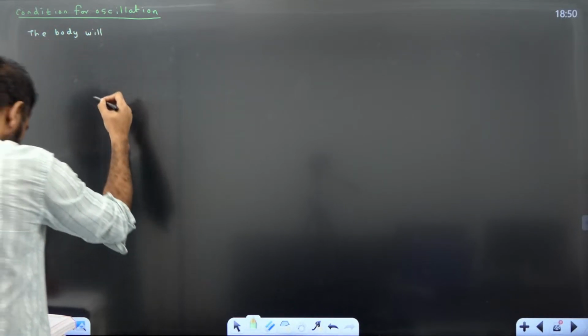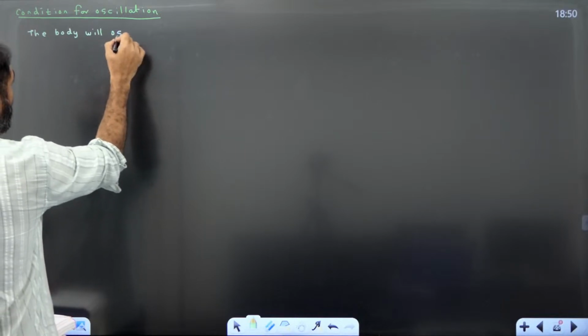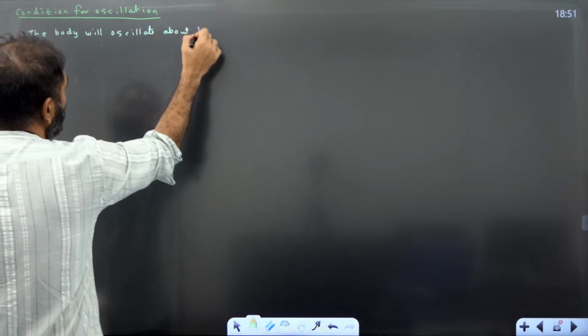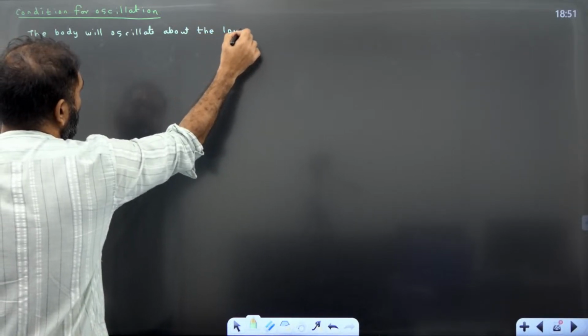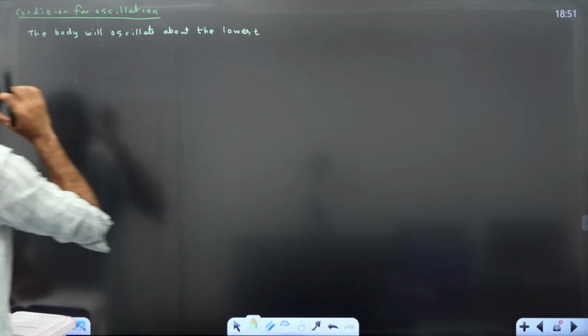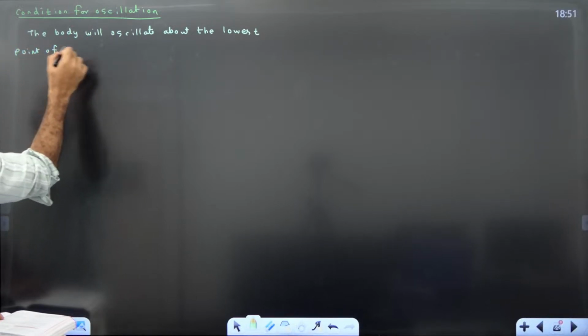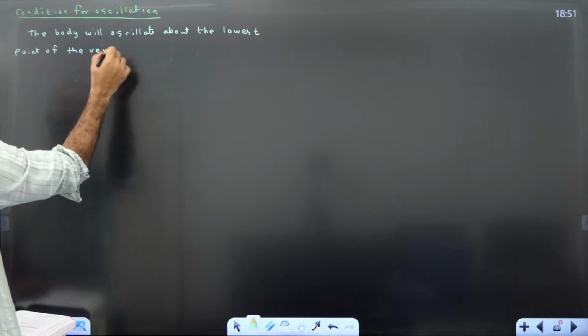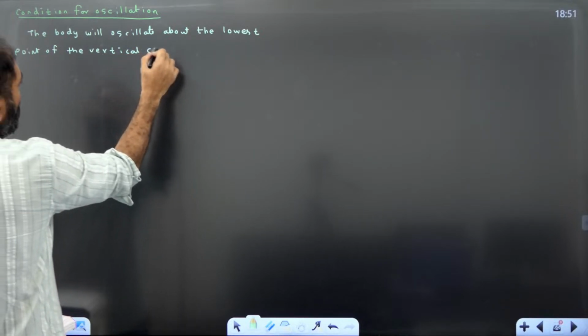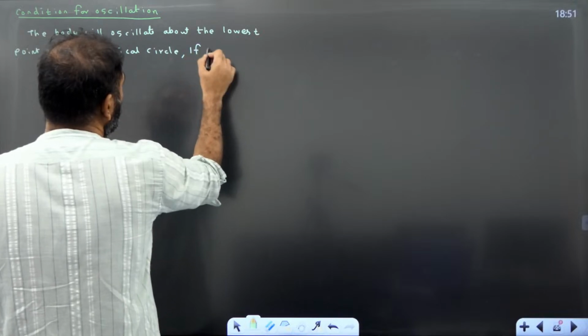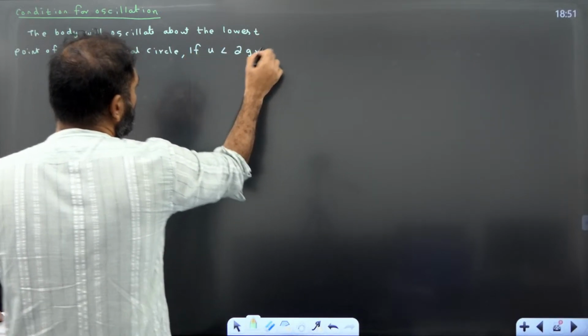The body will oscillate about the lowest point of the vertical circle. Condition is what? If u less than root 2gr.